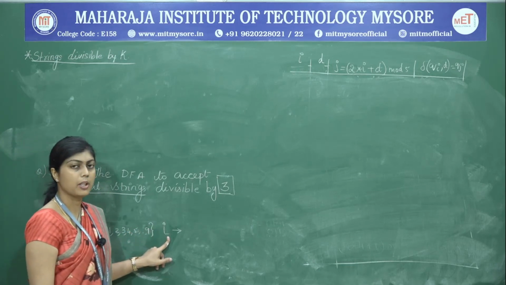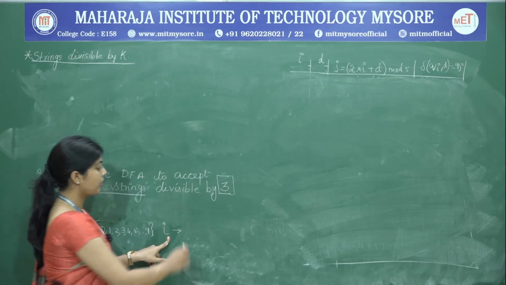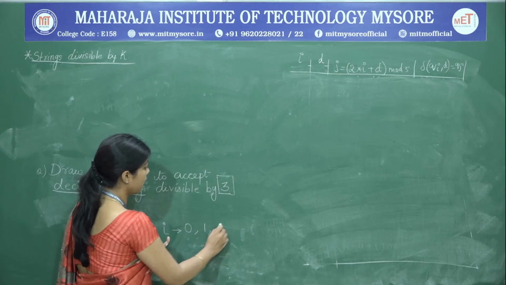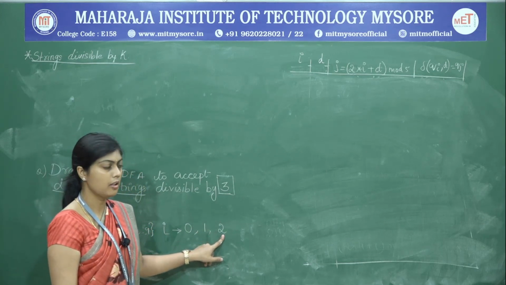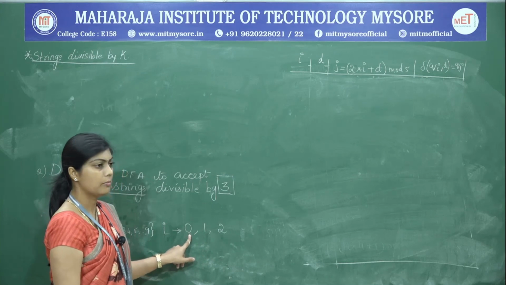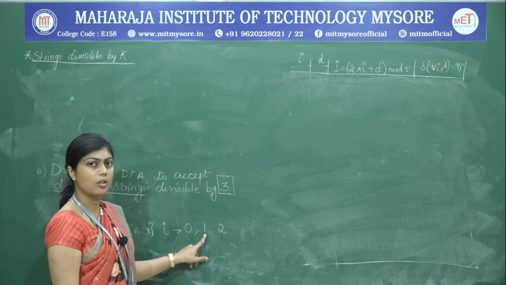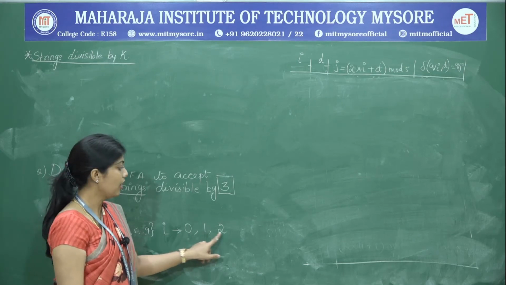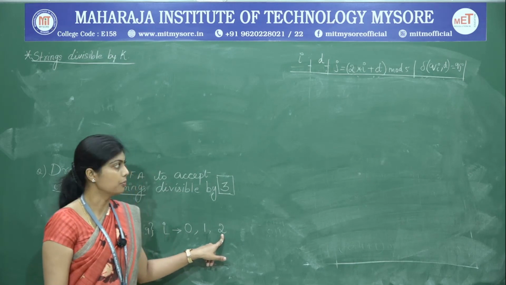Next, we have to determine the remainders. When any number is divided by 3, the possible remainders are 0, 1 and 2. So, there are 3 states in this DFA, one representing all the numbers which give us the remainder 0, the second one representing all the numbers which give us remainder 1, and the third one representing all the numbers which give us a remainder 2.